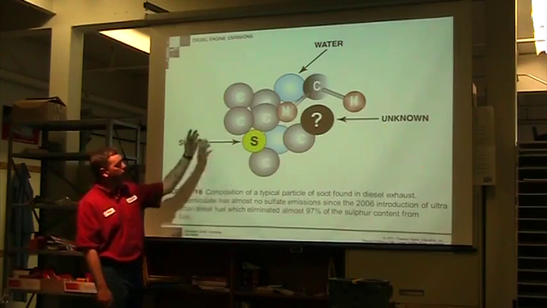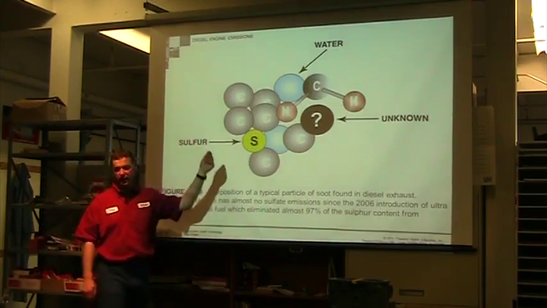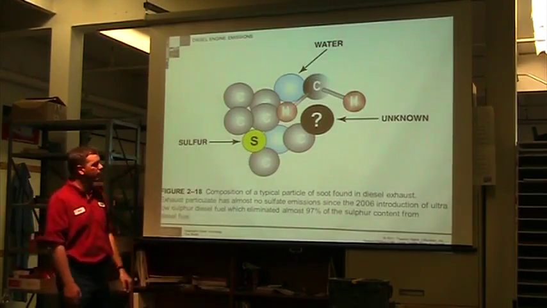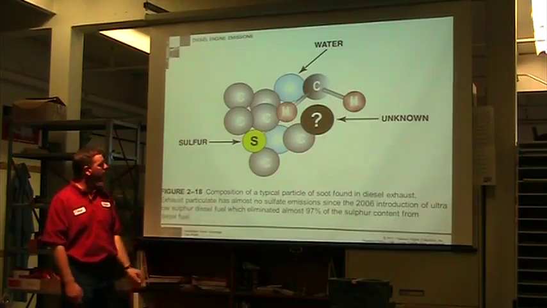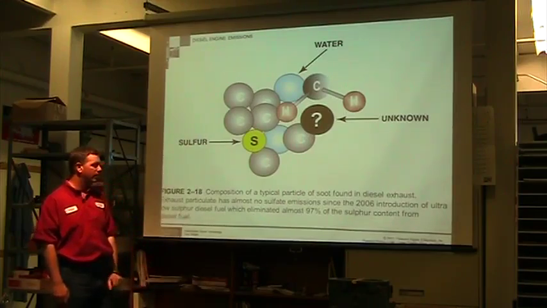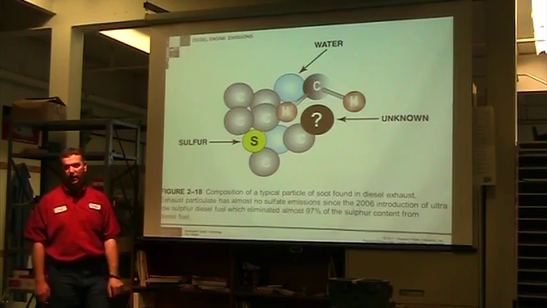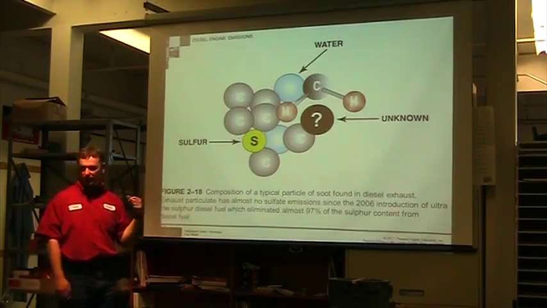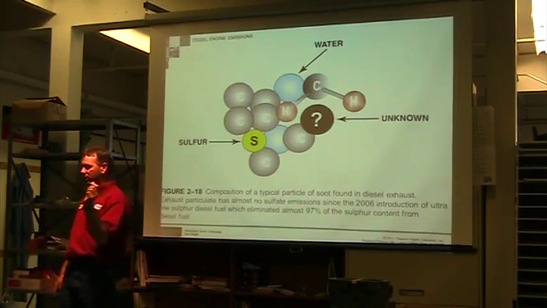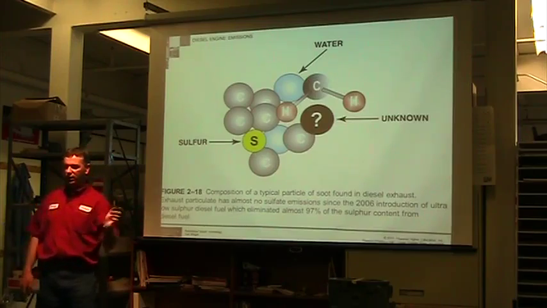It's clear, but it's unstable. It combines with oxygen and turns into smog, so that's what's important about that. And they get into this whole thing here. We have unknowns: things in the air that are just unknown that we collect and cause problems.